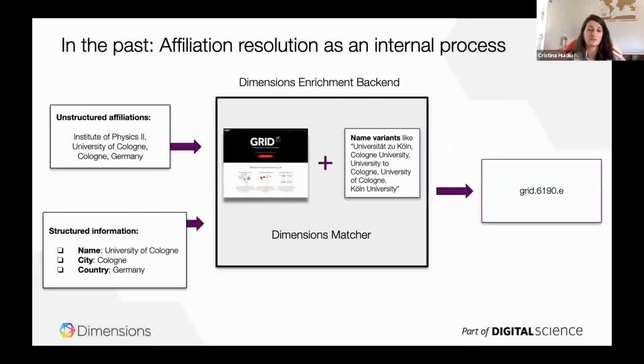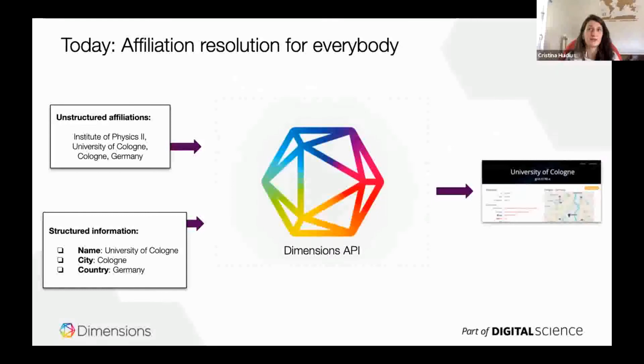And initially it was very much an internal process. So we would take unstructured affiliations or structured, run it through GRID, and then have it disambiguated into a GRID ID and have that used in Dimensions. But we wanted for everyone else to have the possibility to do the same thing. So now all of the GRID data has been merged with the Dimensions API, and you can push through an unstructured affiliation or a structured one, like in my examples here, and get a GRID ID that you can then put in your system.